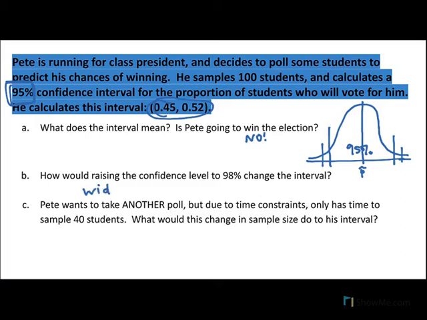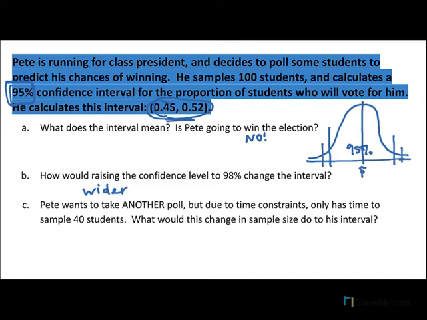So it's going to make it wider, which basically means it's not going to really help him, because then it'll be like 0.42 to 0.55. I don't know, I'm making that up. I don't know what it'll actually be. But if it's even wider, then he's still not sure whether or not he's going to win. So being 98% confident wouldn't necessarily help. He could lower his confidence level and maybe be a little bit more sure. By more sure, I mean his interval might be completely under 0.5 at that point, but he would still be less confident.